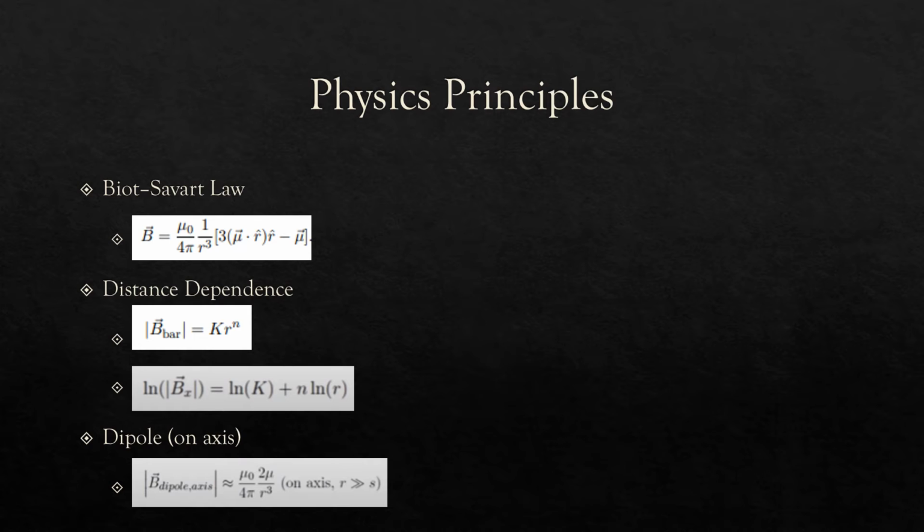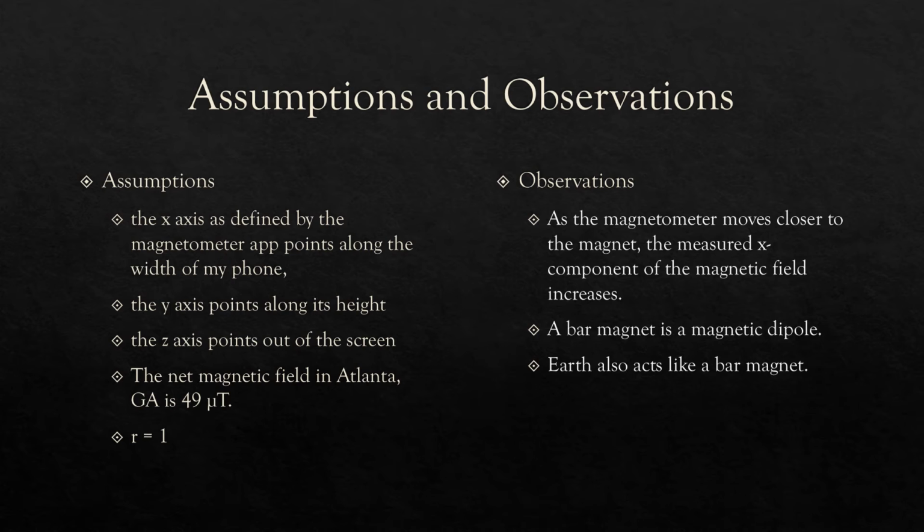The physics principles used in this lab were the Biot-Savart law, the distance dependence, and dipole on axis. I included the equations here. The assumptions for this lab were that the x-axis as defined by the magnetometer app points along the width of my phone, the y-axis points along its height, the z-axis points out of the screen, the net magnetic field in Atlanta, Georgia is 49 microteslas, and R is equal to 1.